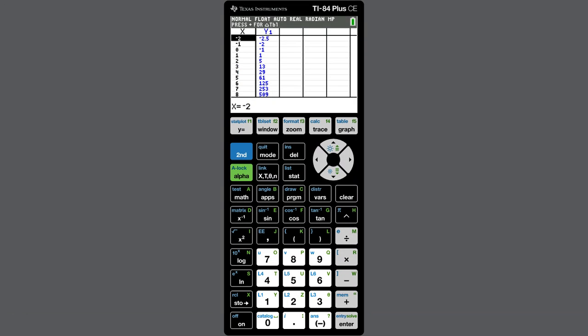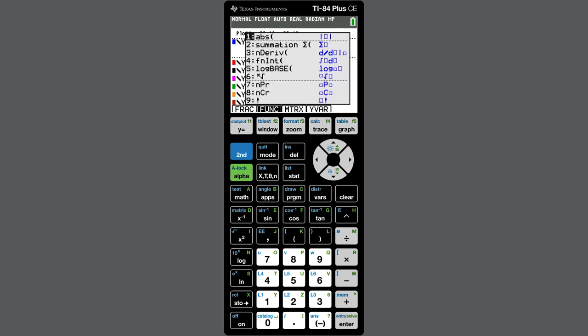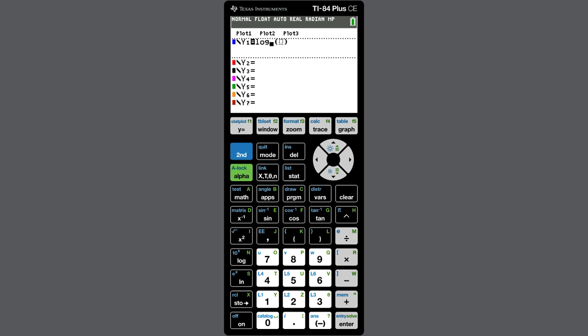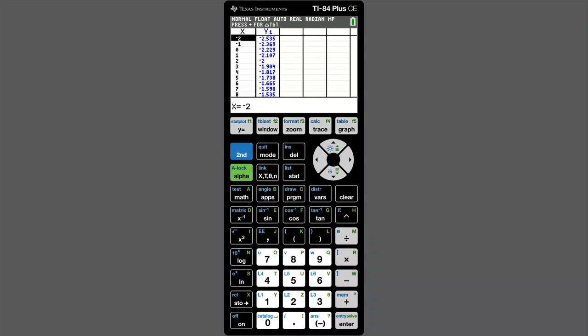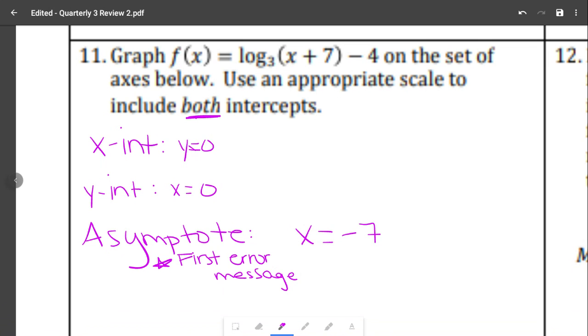So let's go to our calculator. We're going to go to y equals, type in the equation to get the log with the base. Remember, alpha, window, choice 5. Type in the equation that is there. We're going to go to the table. And if I arrow up, my first error message is when x is equal to -7. So there's my asymptote.